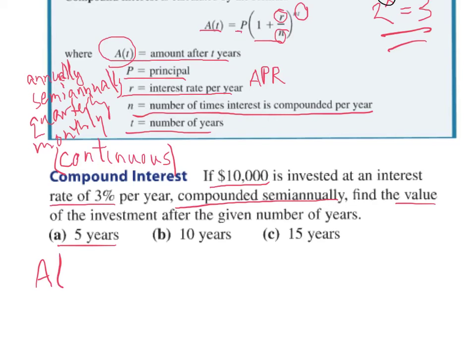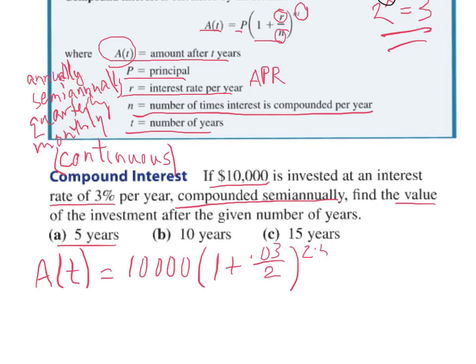So we remember the formula. A of t is equal to the principal, which is $10,000, so 10,000, times 1 plus the interest rate, 0.03, divided by n, which in this case is 2, because we're compounding semi-annually, and then raised to the power n times t. And again, n is 2 and t is 5, so n is 2 times t, 5.